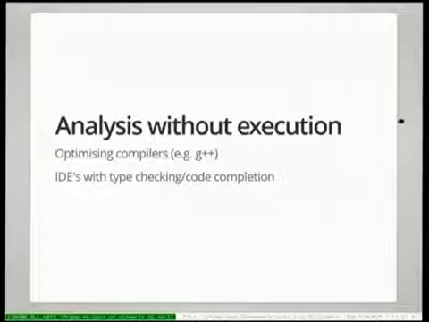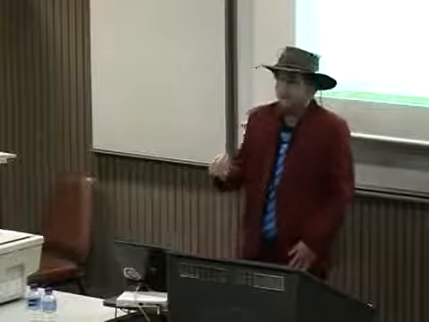Static code analysis is something you've probably come across before if you've used an optimizing compiler or even some sort of text editor that does syntax highlighting. It's looking at your code without executing your code and trying to find out what different parts of it mean. So in order to highlight code properly in an editor, you need to know what's a variable and what's not a variable.